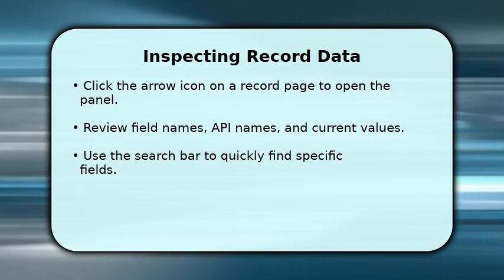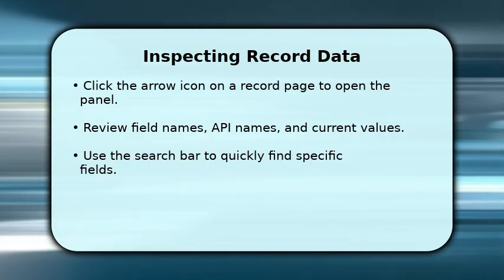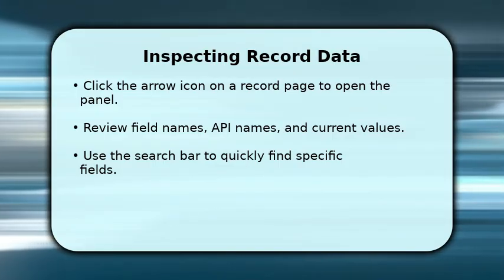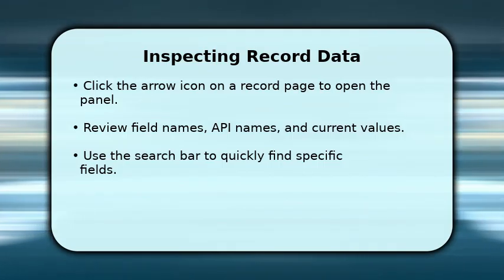Once the Inspector panel is open, you'll see a comprehensive list of all fields associated with that record. This includes standard and custom fields, along with their API names and current values. It's incredibly useful for debugging or understanding data structures. You can easily sort the fields or use the search bar at the top to quickly locate a specific field, saving you valuable time navigating through complex record details.